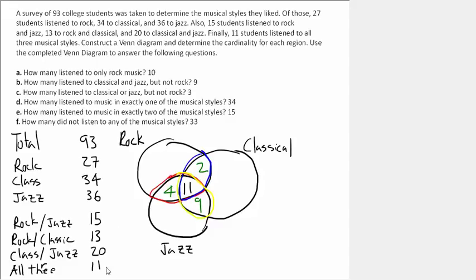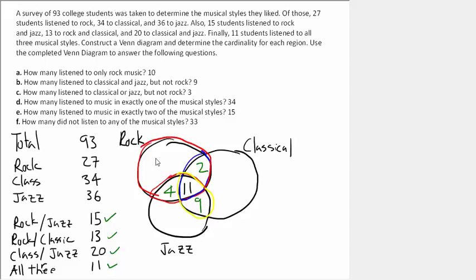We started with all 3. We dealt with the 3 doubles. And now we need to finish it off by looking at those who listen to one type of music. Let's start with rock. It says there's 27. Well, where are the rock listeners? Well, there's just one place where those rock listeners are. They're all in this big circle.